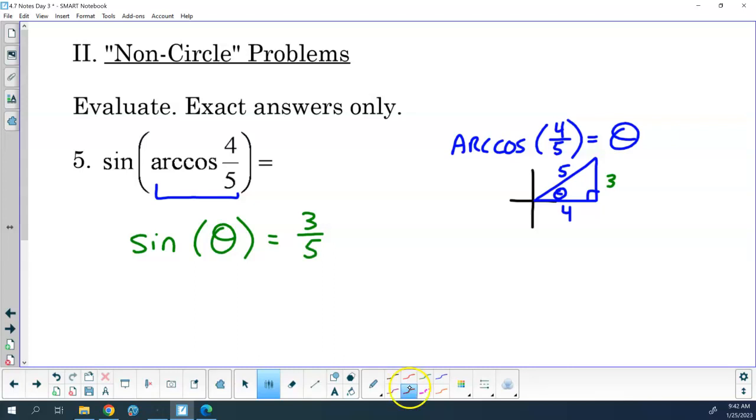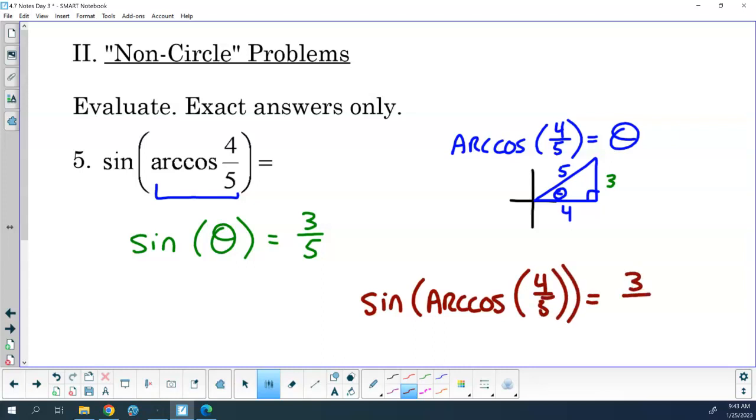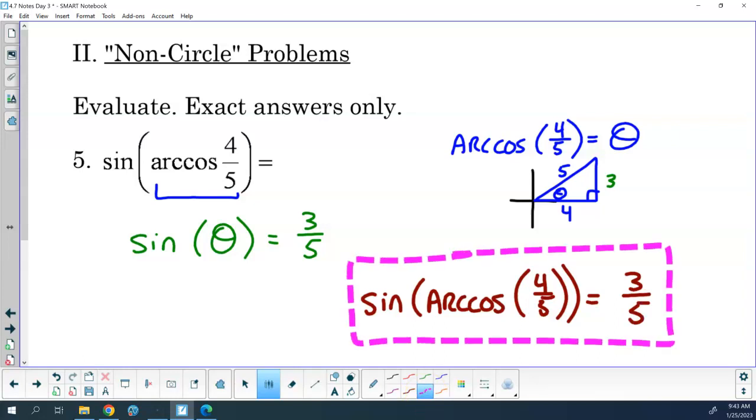So the sine of the arc cosine of 4/5 is 3/5. Questions on that?